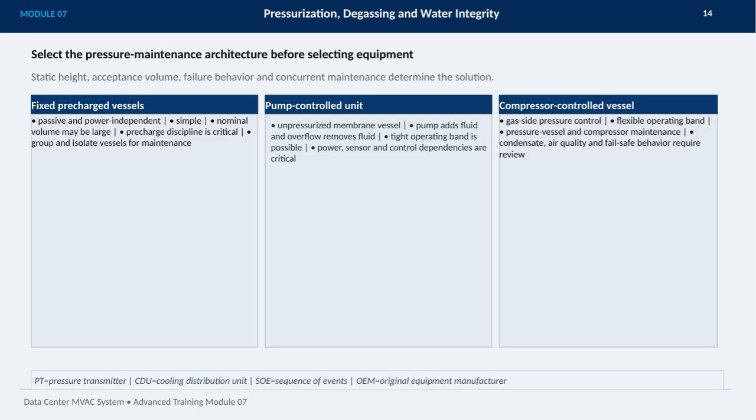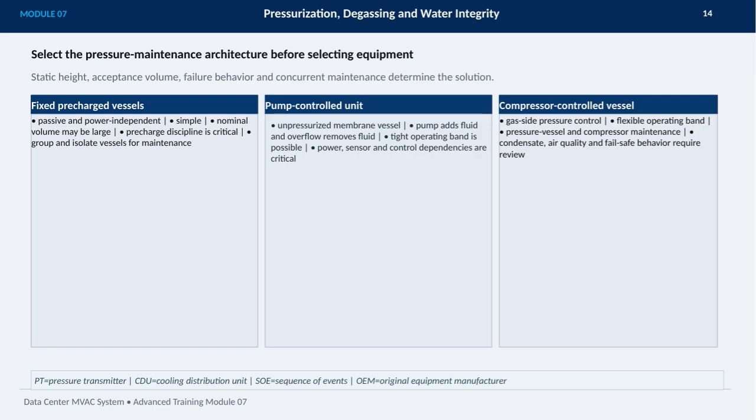On this slide, we're focusing on the critical step of selecting the pressure maintenance architecture before choosing any equipment for a data center MVAC system. The key factors to consider are the static height, acceptance volume, failure behavior, and how you plan to handle concurrent maintenance. There are three main architectures to keep in mind. First, fixed precharged vessels are passive and don't rely on power, making them simple but potentially large in volume. The precharge discipline is absolutely critical here, and grouping vessels so you can isolate them for maintenance is necessary.